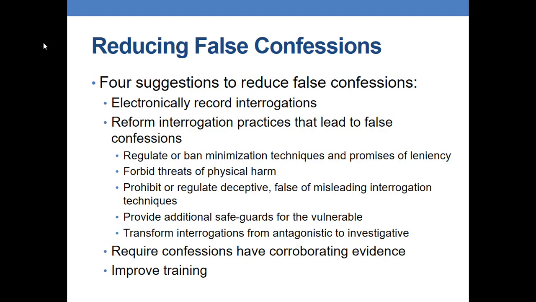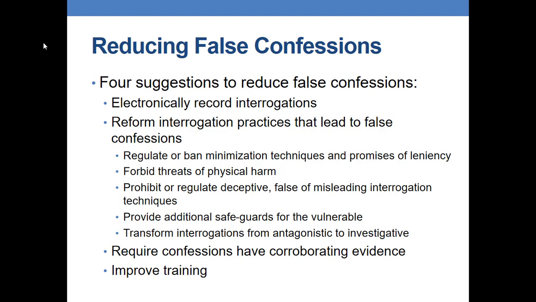They want to prohibit or further regulate the use of deceptive, false, and misleading interrogation techniques because police lying about evidence is almost always necessary for eliciting false confessions. In fact, except in rare circumstances, false confessions do not occur without police deception. They want to restrict the length of interrogations because long interrogations increase the risk of false confessions by fatiguing suspects and impairing their ability and motivation to resist police pressures.